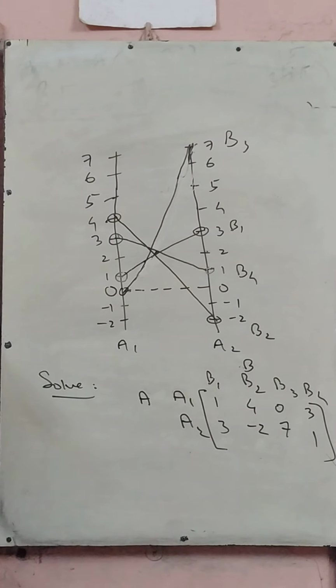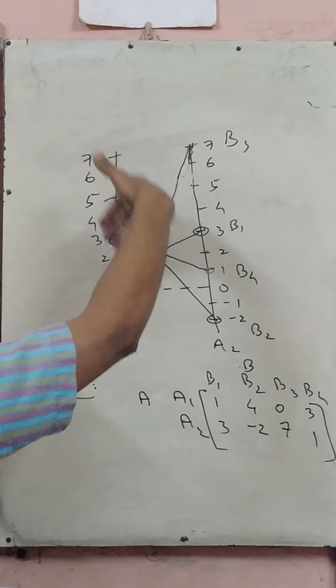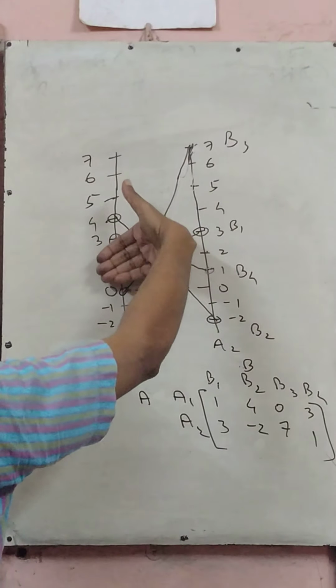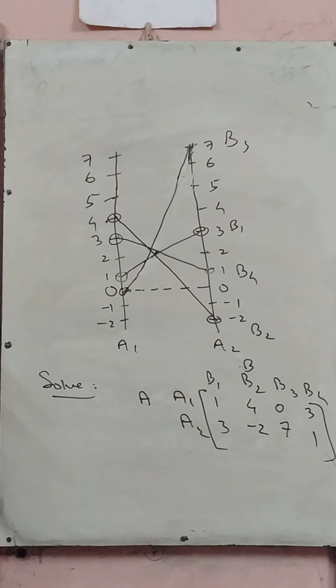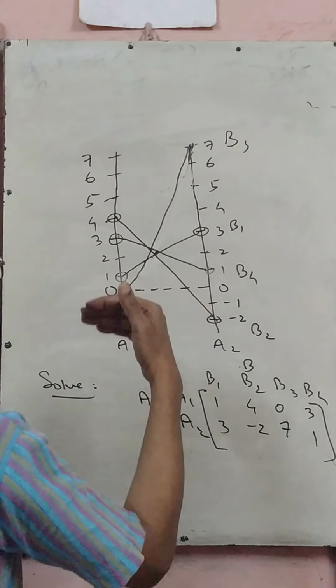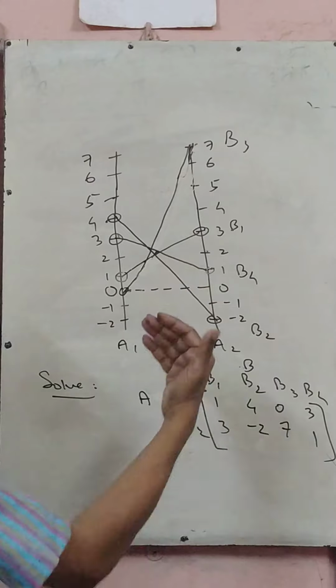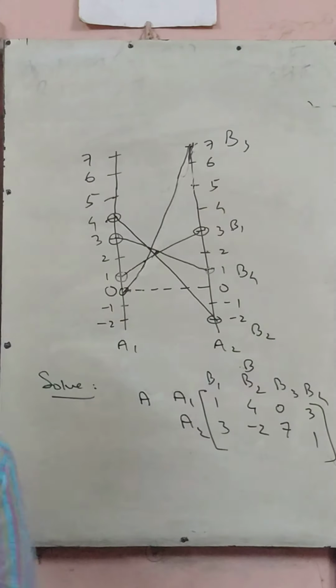Now what does a strategy line indicate? B1 will not allow any value of the game above this line, because B means the loss. B is a losing player. He will not allow himself to lose more. Then the second, B2. Again, the second strategy will not allow anything above this.